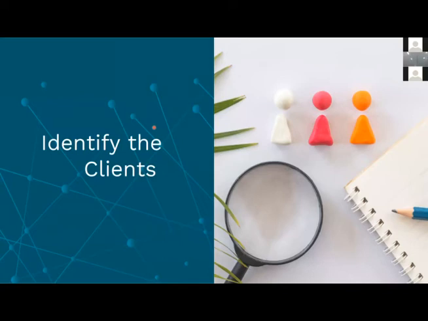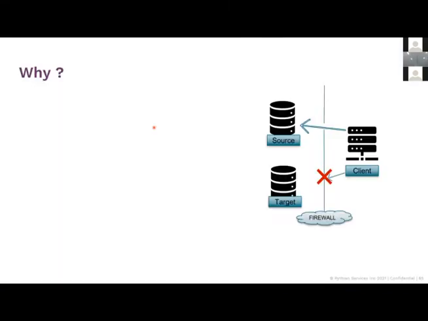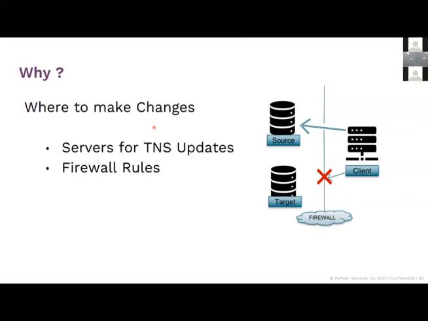Now, another important thing is identifying the clients. Now, why do you want to identify clients? I mean, we are migrating a database. Why do we care about clients? So here's the thing. Suppose your client was able to successfully connect to a source, right? After you migrate to a target, it's not able to connect to the target. One of the reasons could be the firewall, okay? So you want to identify the location of the client so you can make appropriate changes to the firewall rules, right? So you want to know where to make the changes.